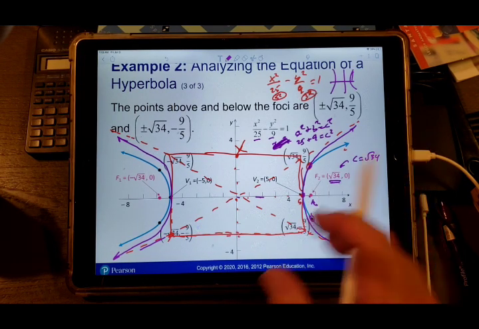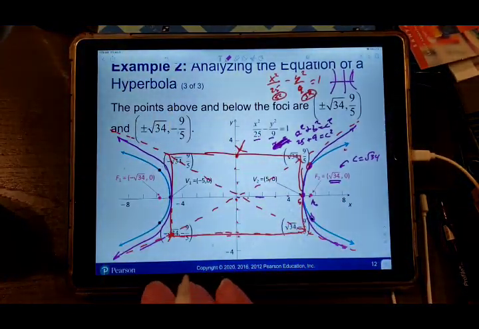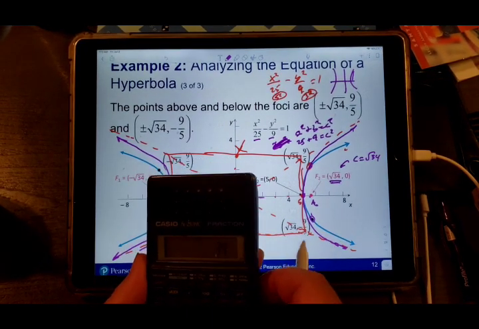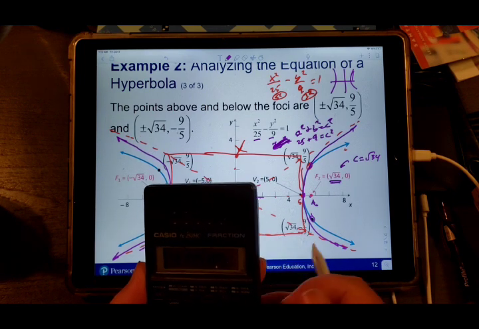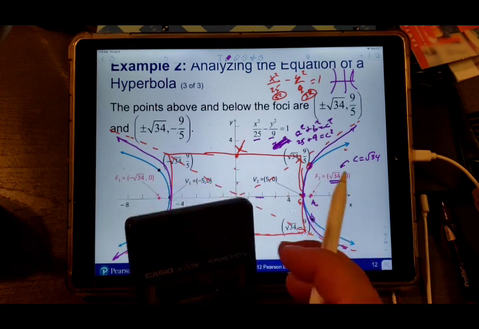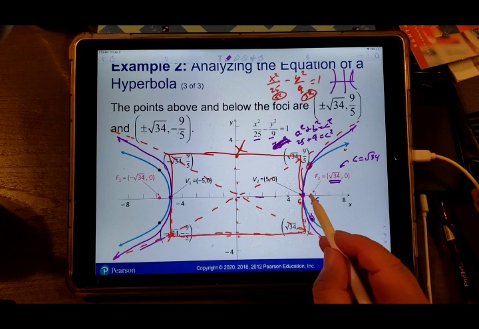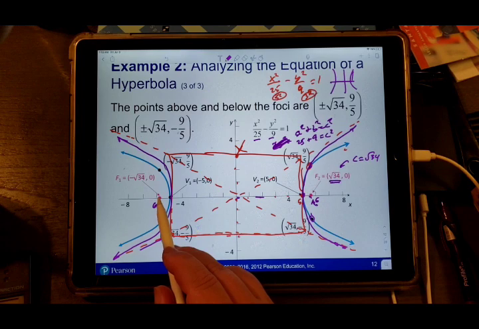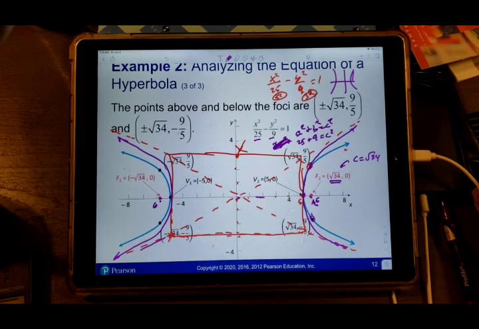So that one might not be terribly obvious. Let me get a calculator and run through that. So if I take 34, take the square root of that, there it is, I get 5.83. So 5.8 is a little less than 6. Yep, 5.8. I go 5.8 this way, a little less than 6. And that's the focus. Now the focus didn't really help me graph this, but they did ask for the focus.